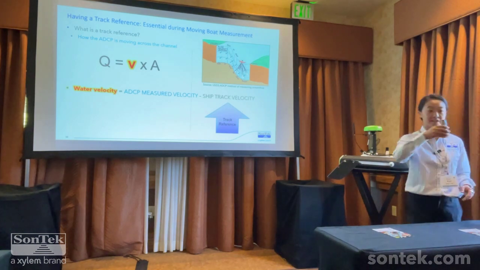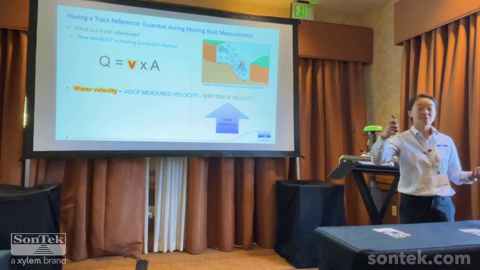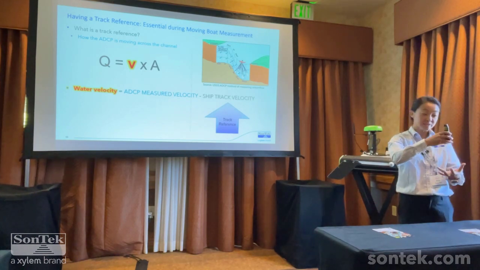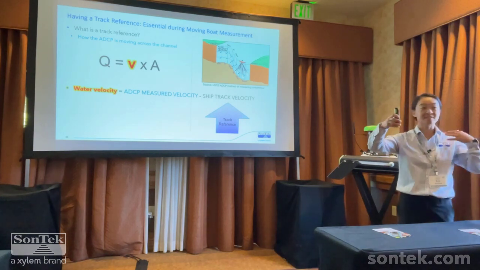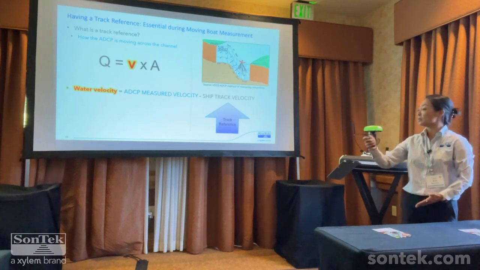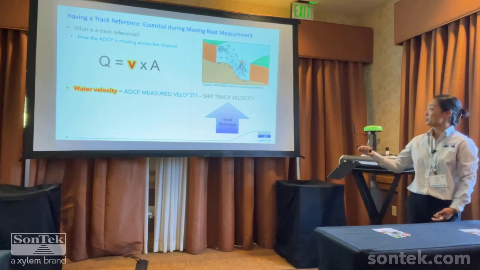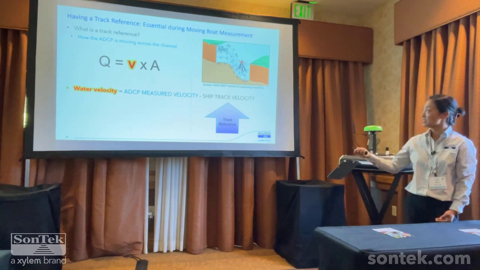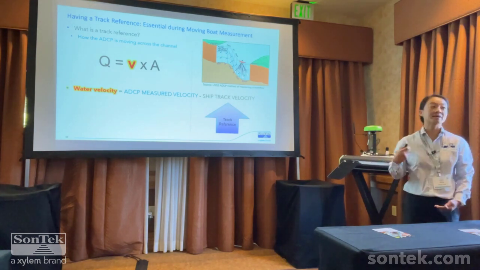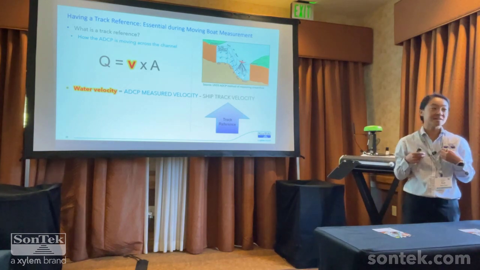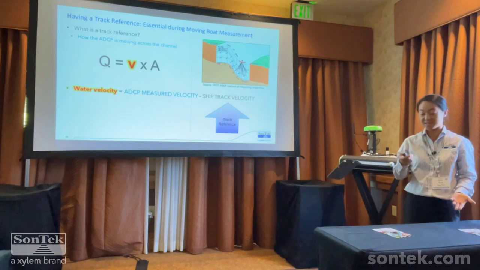If you imagine you have an ADCP moving across, it doesn't know what it's doing, it's just going to measure whatever is underneath it. So it's going to include its own movement plus that water movement. At the end of the day, when we want to calculate Q, we want that water velocity only. So in order to do that, we have to take the ADCP measured velocity and subtract what we call the ship track velocity. That's what we mean by a track reference. We need to know how the ADCP is moving to remove that from the data set so that we can just get to the water velocity.